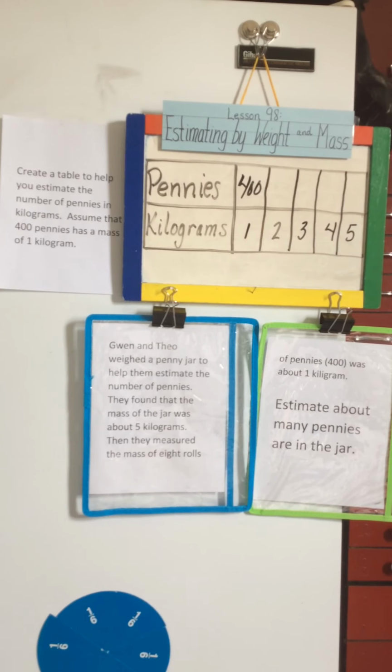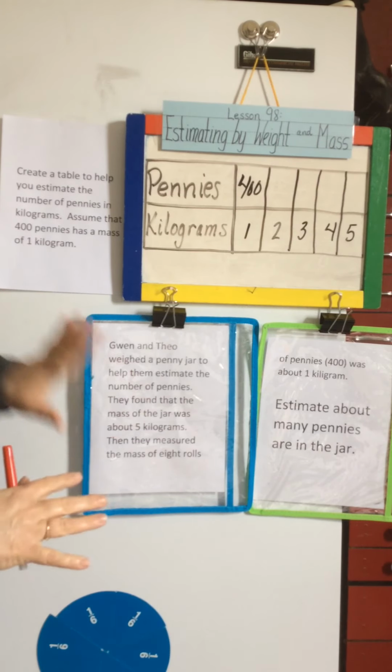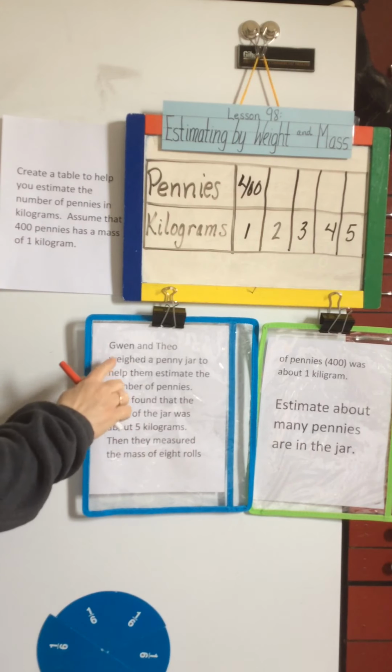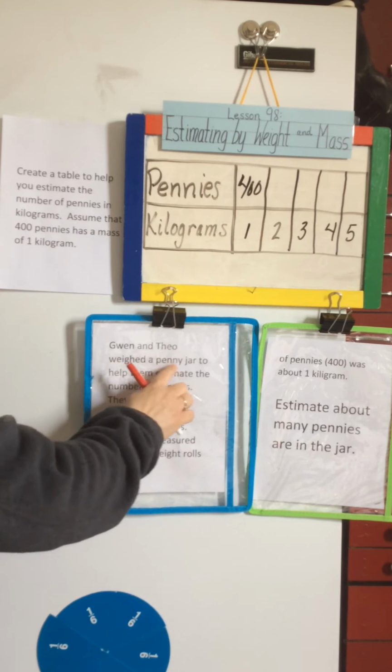Third grade. Today we're doing lesson 98, estimating by weight and mass. We're going to go over a few different word problems. So this one is very long and lengthy. We have 3 different pages for one problem. But it says Gwen and Theo weighed a penny jar.